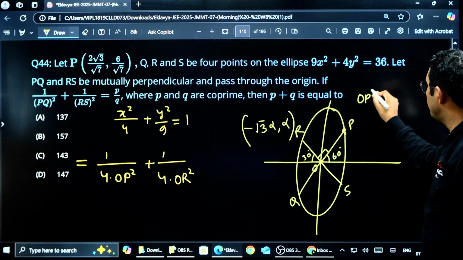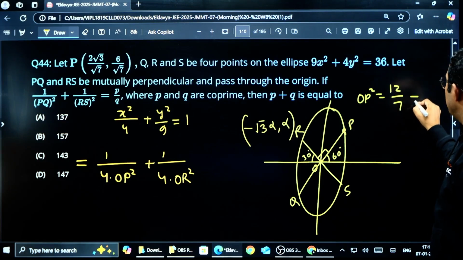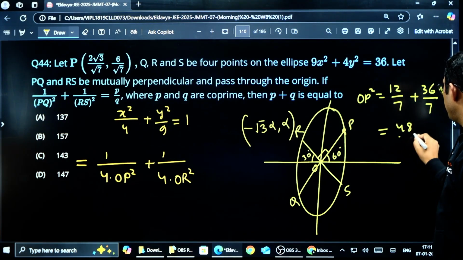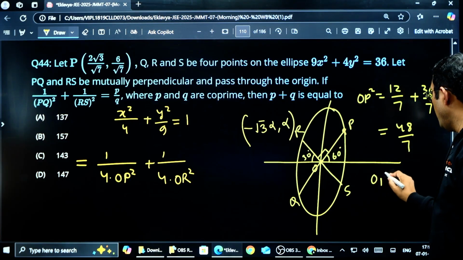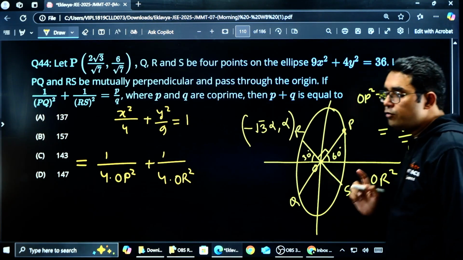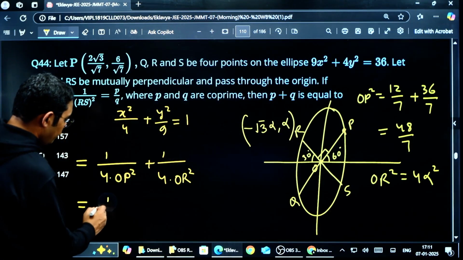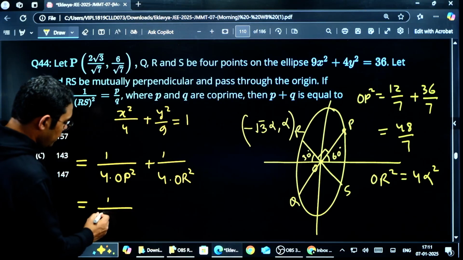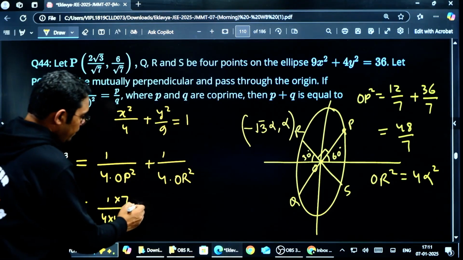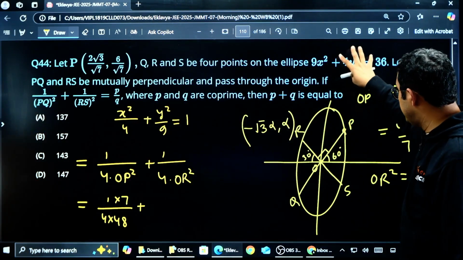OP square would be 2 into 2, 4 into 3, 12 upon 7 plus 36 upon 7. That becomes 48 upon 7 here. In fact, if I find OR square, you can see it will be 4 alpha square. We just need to find alpha and I think we are done. So let us put these values here. So 1 upon 4 into 48 into 7 here, plus. And let us find alpha also here, because this point should satisfy this ellipse.